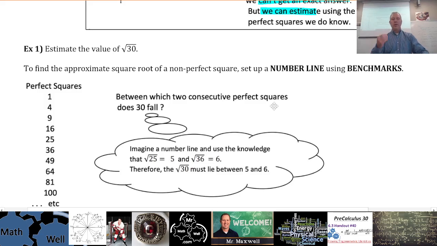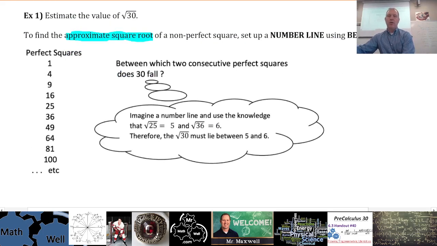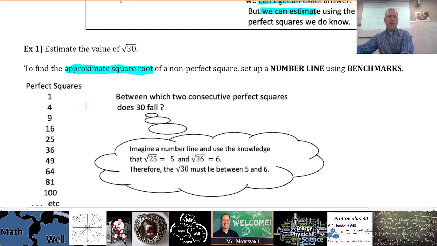And when we're talking about square roots, we want to refer to those benchmarks that are the perfect squares that we know about. Okay? So this page here, you have in front of you in your notes, it says to find the approximate square root of a non-perfect square, we would set up some kind of number line using benchmarks. So here is a perfect square list, and let me show you what I mean. Perfect squares are listed over here, root 30.